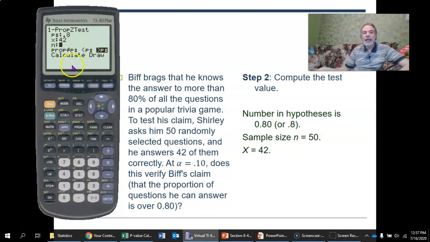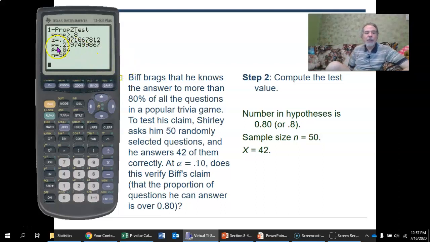And then we need to tell it what our alternative hypothesis looks like. Does it have a does not equal? Does it have a less than? Or does it have a greater than? Well, it had a greater than. It was that p was greater than this number here, 0.8. So make sure that is selected. Go down here to Calculate, hit enter. And our test value z is 0.70710, or about 0.71.